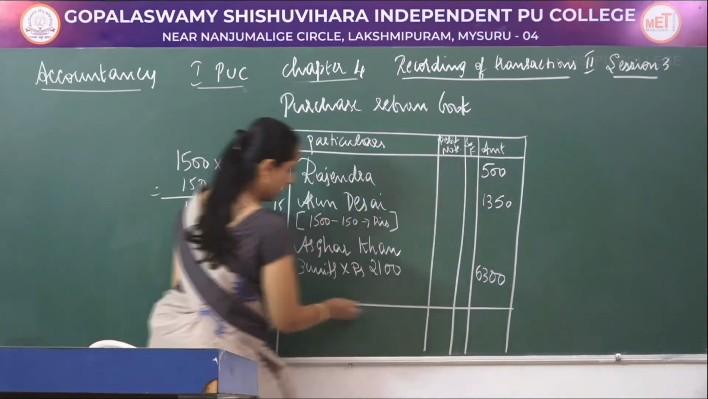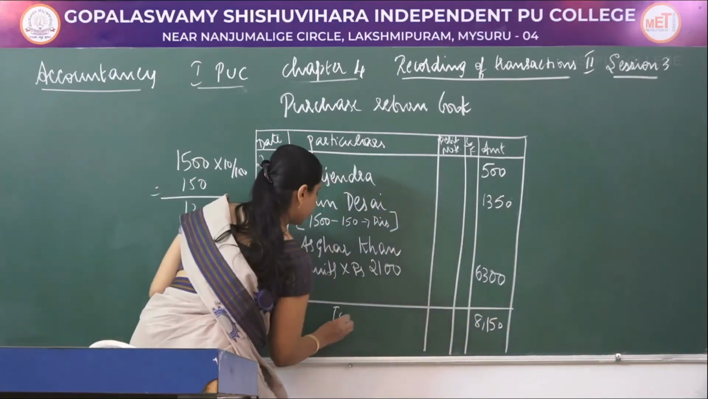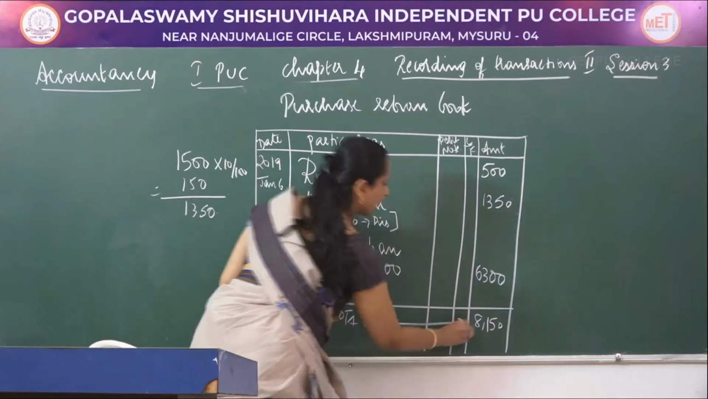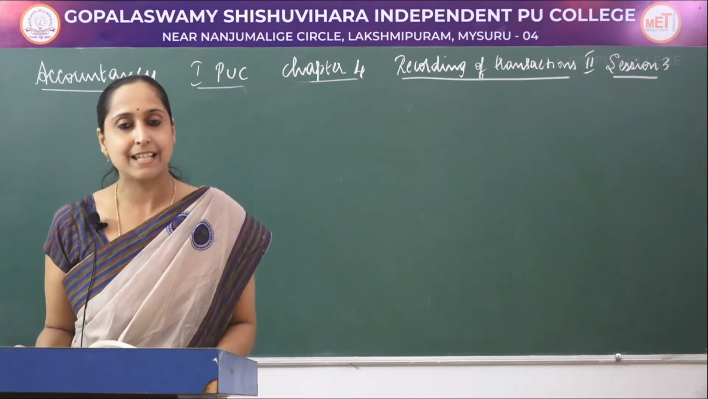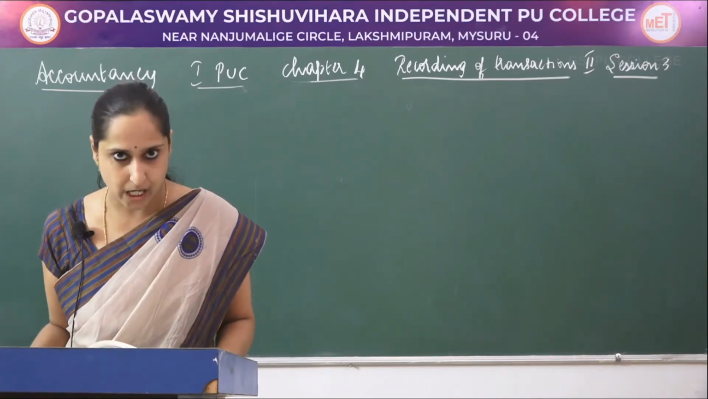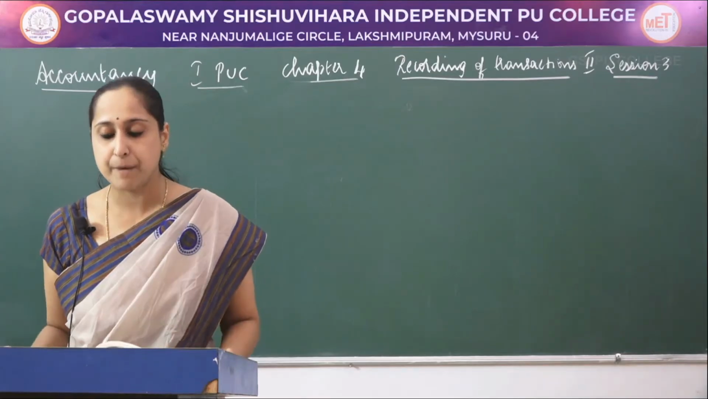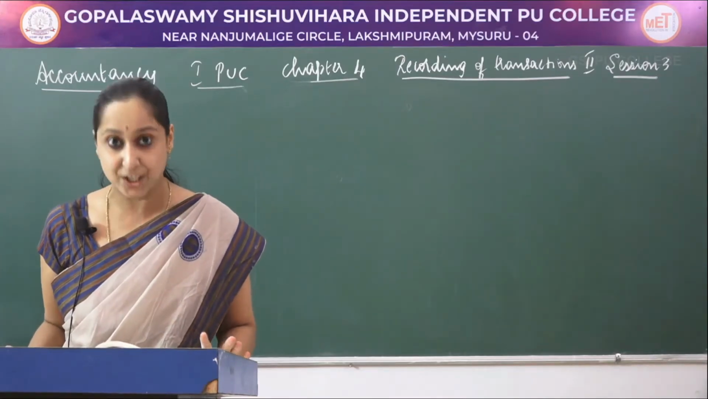So now let's total this. It comes to 8150. So this is purchase return book. Now let's post these transactions into ledger accounts. See, in this we have prepared a purchases book and purchase return book. Now we have to post them into ledger accounts.